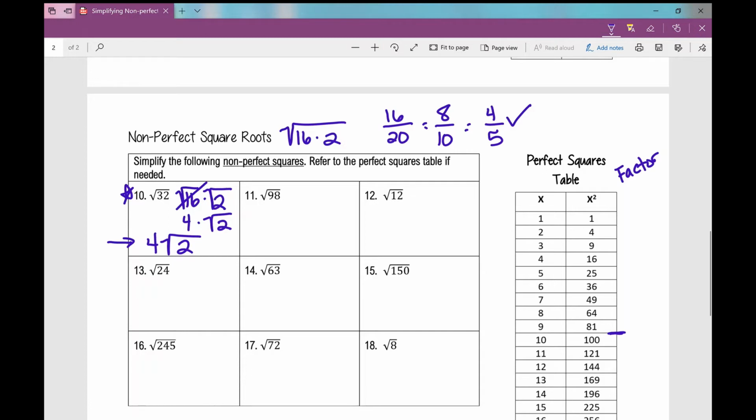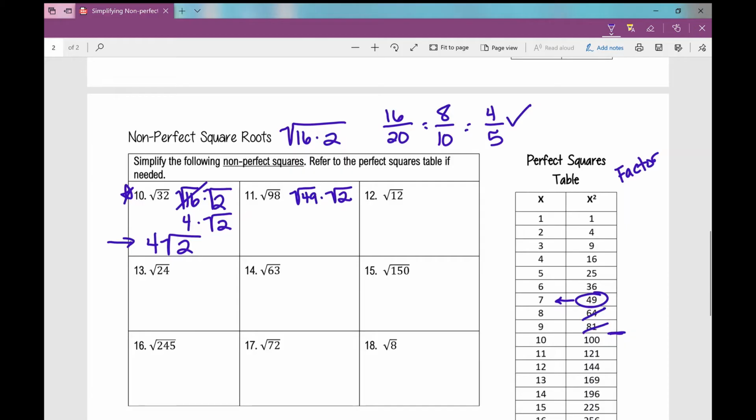So 98 divided by 81. Nope. 98 divided by 64. Nope. I'm getting decimals when I plug those into my calculator. 98 divided by 49. Ding, ding, ding. 98 divided by 49 is 2, which means the square root of 49 times the square root of 2 is the square root of 98. What is the square root of 49?